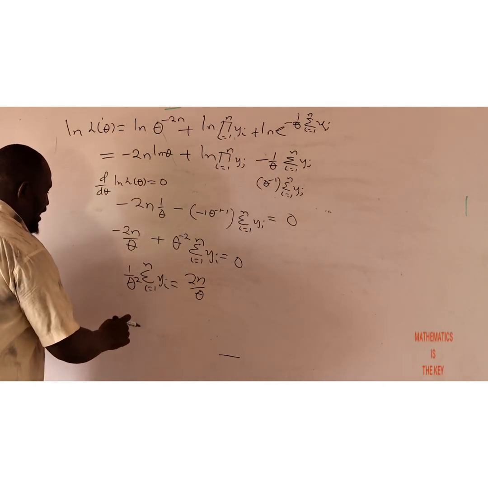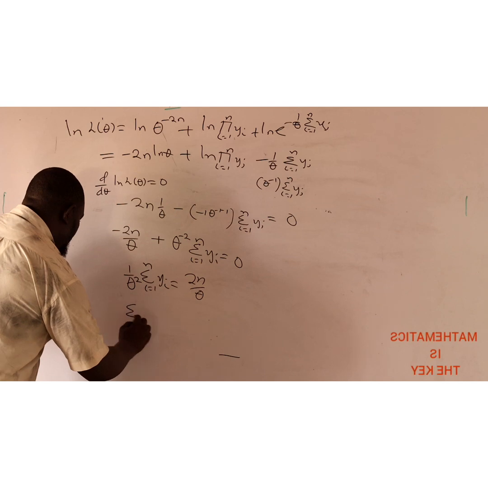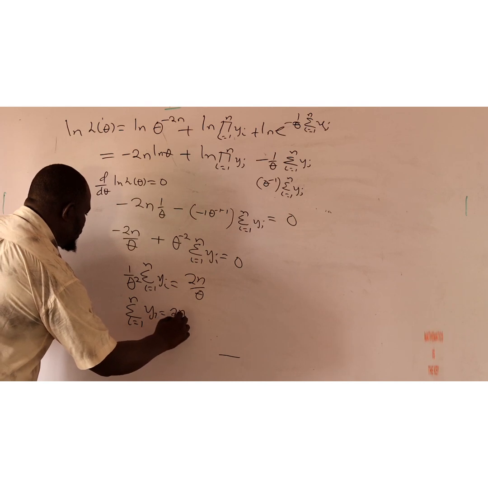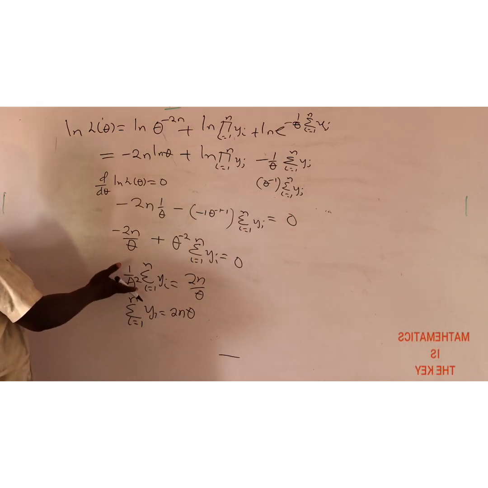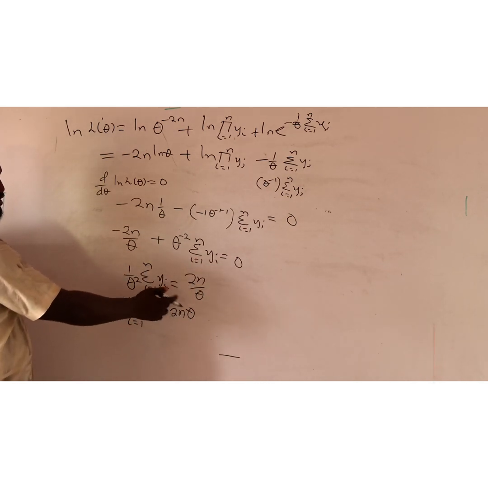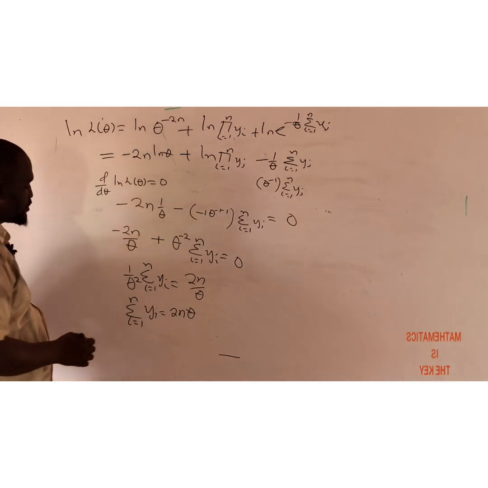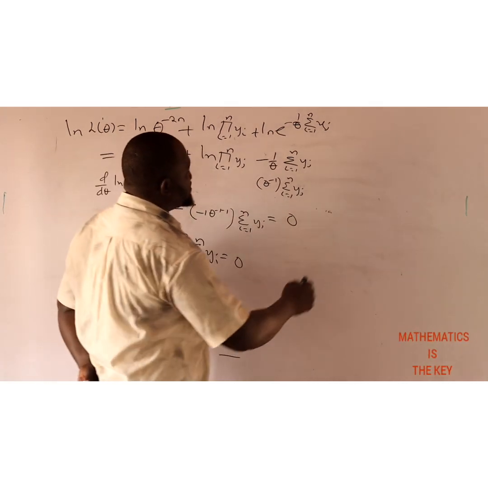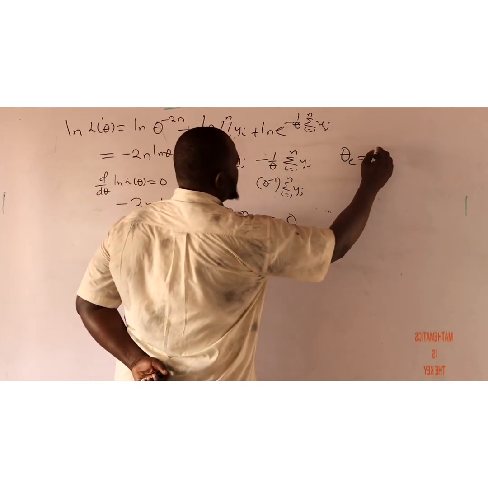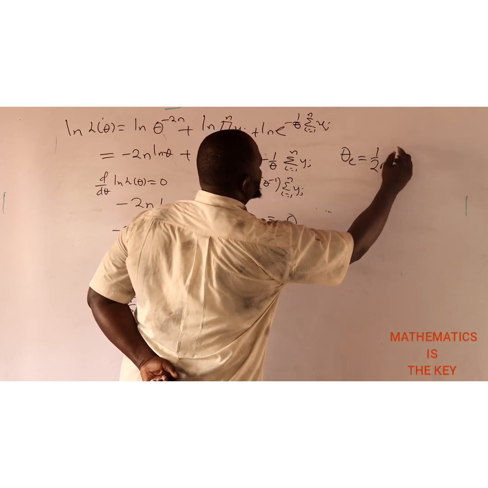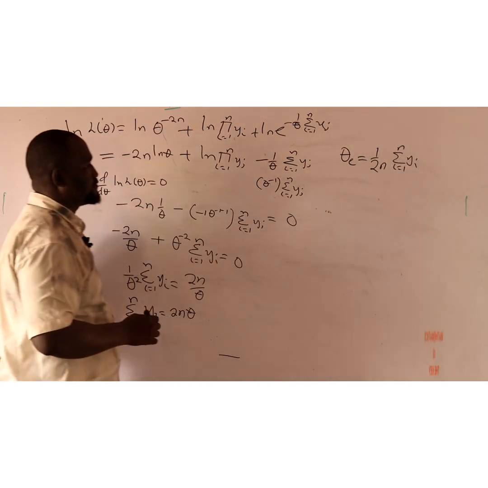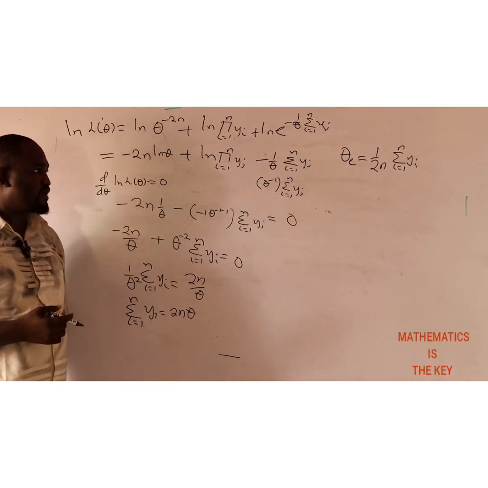To simplify this further, multiplying both sides by theta squared, this will vanish and one theta will cancel the other theta. So we have the summation from i equals 1 to n of yi equals 2n theta. Divide through by 2n to have our theta. So this is our estimating parameter.